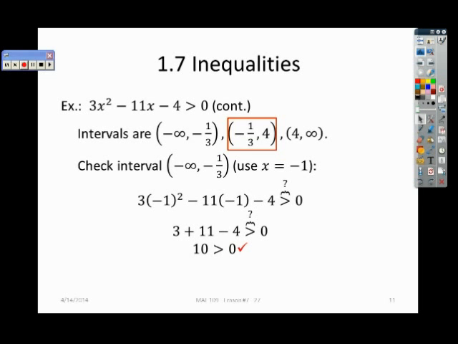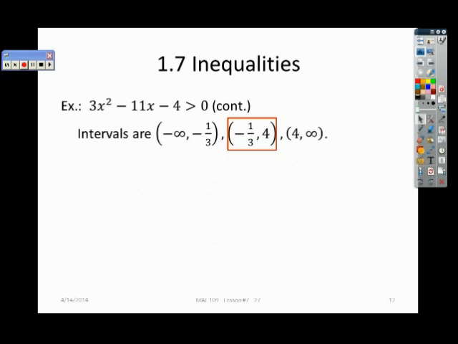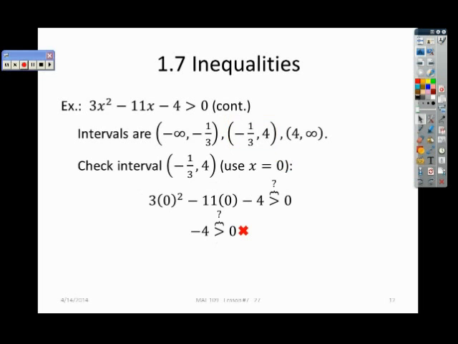Zero's in there. Zero is always the best point to pick if you can pick it. So if we test that interval, use zero, plug it in. Oops, that doesn't work. So what can we say about this interval? It's false everywhere within this interval. So now we check that interval.